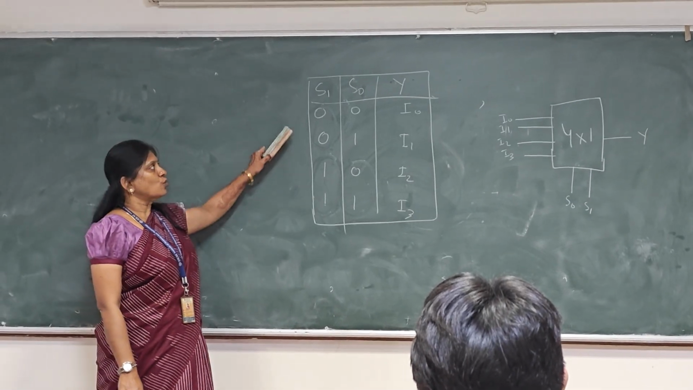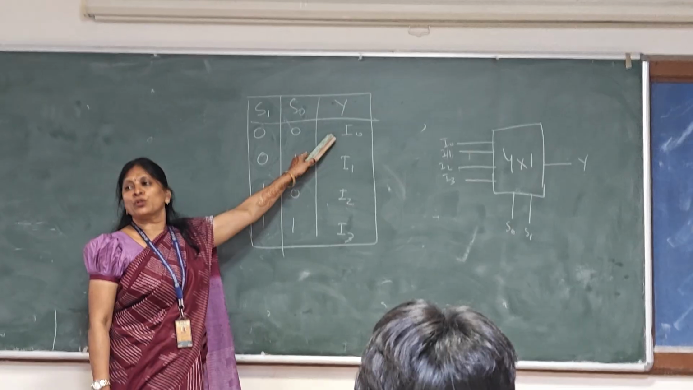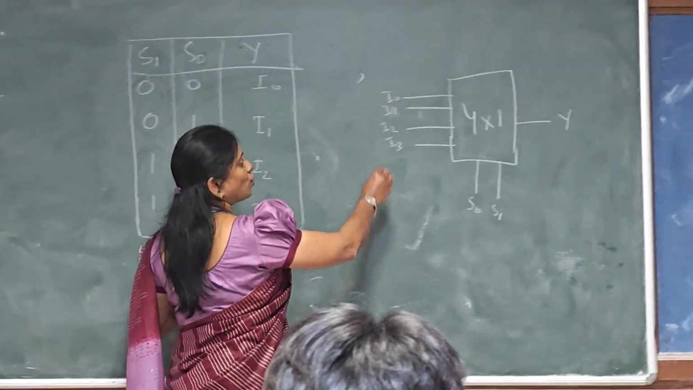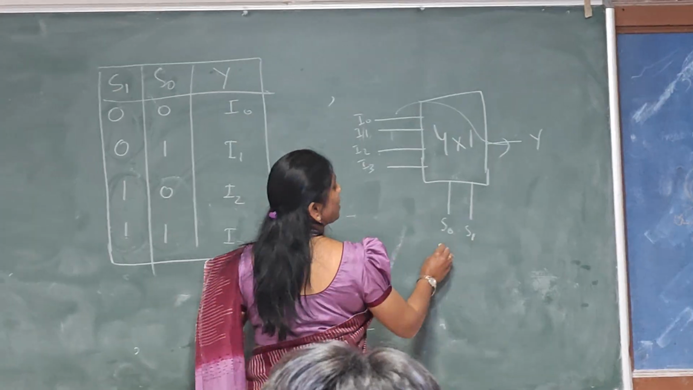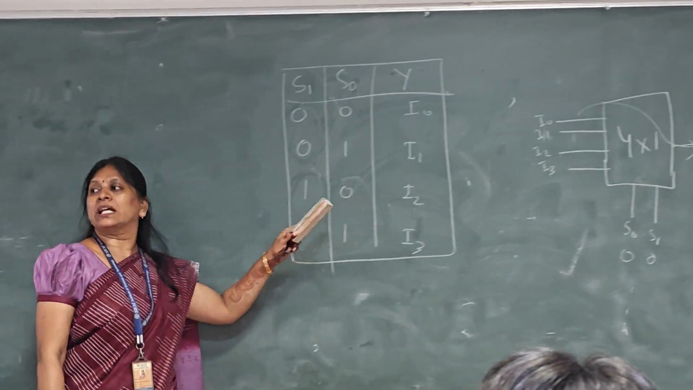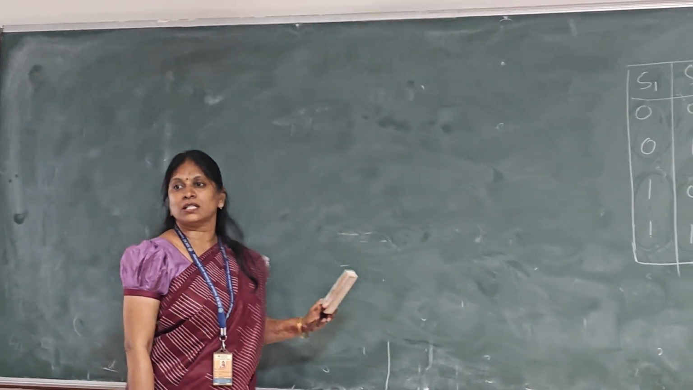For marks. So your selection lines are S1, S0. Then this is your output. If it is 0, 0, you can transfer I0 to Y. Depending on this condition, you can send your inputs through the single output line. So you know the truth table which you have already studied in digital systems.